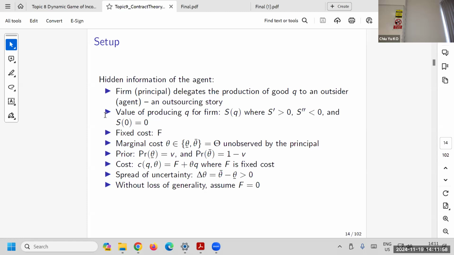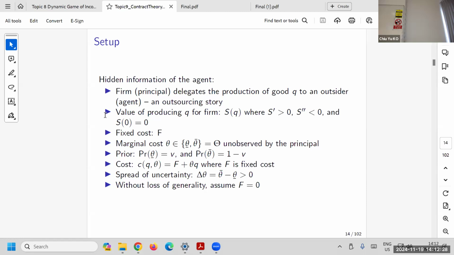Production: I delegate Q to the outside, okay? And the firm will derive S(Q) if this Q is produced, and S(0) if nothing is produced, okay? You can think Q is quantity or quality, that's fine. You can reinterpret this as quality, all right? I ask the firm to produce 1 unit of good. I don't know the quality, okay?